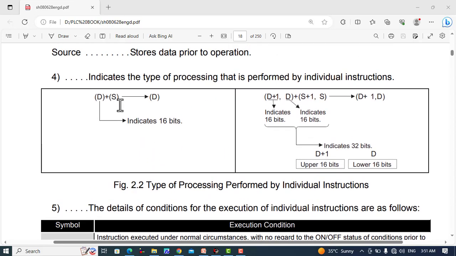Similar thing is here. D plus A is equal to D, which is 16-bit. D indicated here, not with the plus, means that it is 16-bit data. When D plus 1 is used, D plus 1 indicates 16-bit and D indicates 16-bit. When they combine, it indicates 32-bit data. D plus 1 is the upper 16 bits and D is the lower 16 bits.